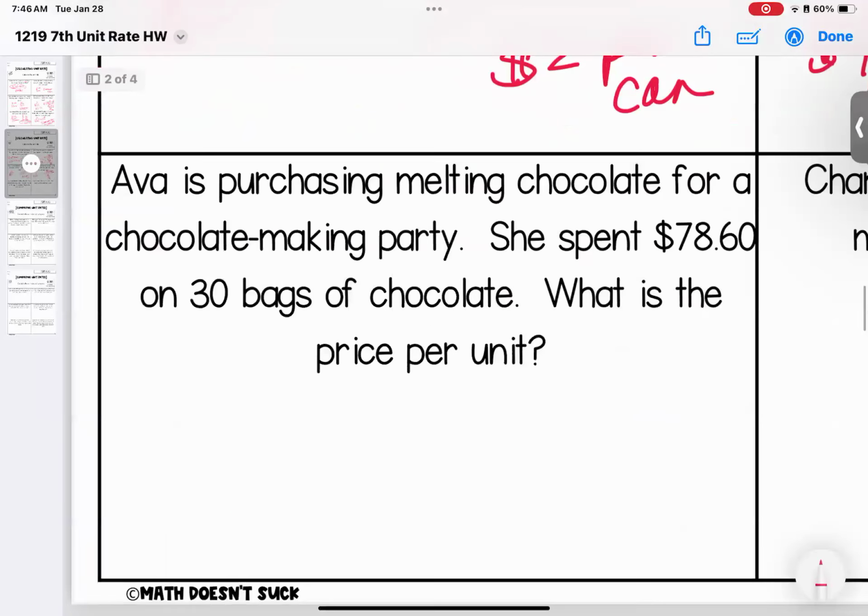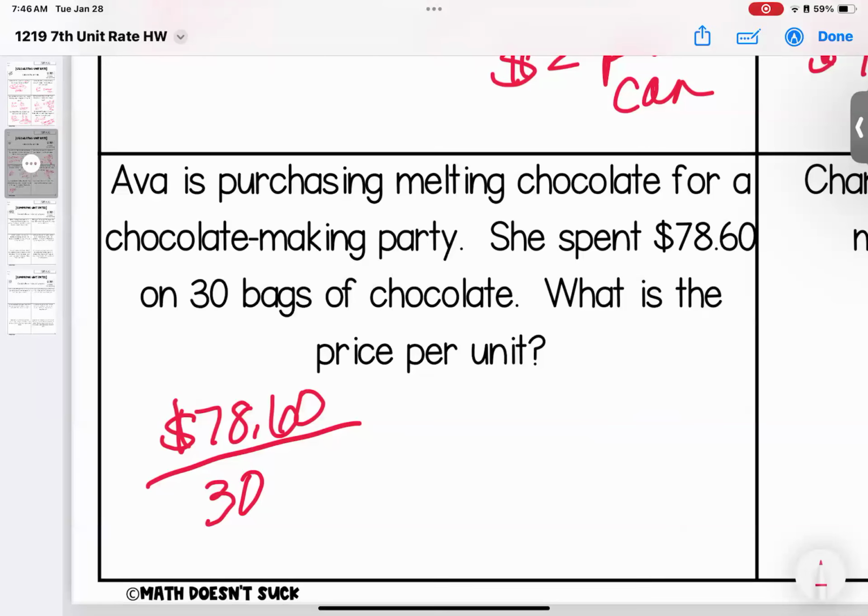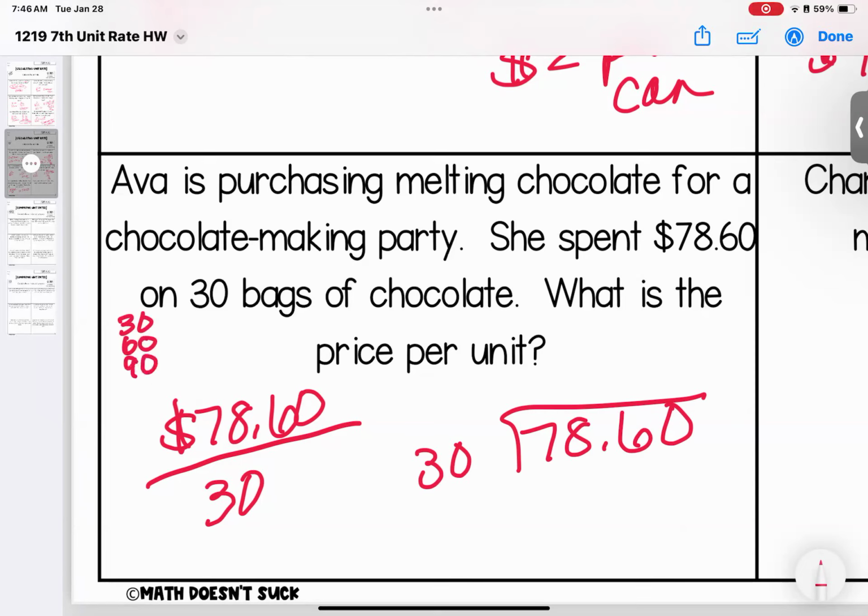Ava is purchasing melting chocolate for a chocolate making party. She spent $78.60 on 30 bags. What is the price per unit? I know that you probably saw this 30 and you started to panic. As a reminder, 30, 60, 90, 120. Don't panic. It's just counting by threes with a zero on the end, okay? If it helps you, over to the side, do your skip count, okay?